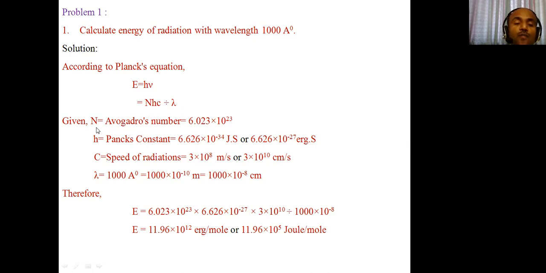Now we have all these values with us: Avogadro's number, Planck's constant, speed of electromagnetic radiation, and wavelength. Now putting all these values in this equation, N hc divided by lambda, we get this answer, 11.96 into 10 raised to 5 joules per mole. Joules per mole. Okay.